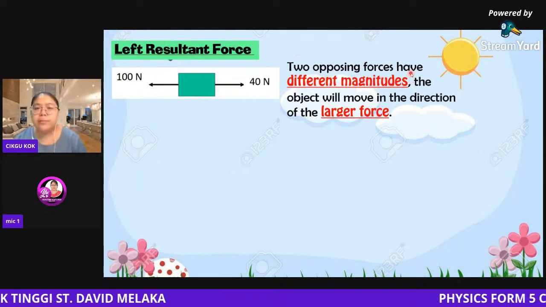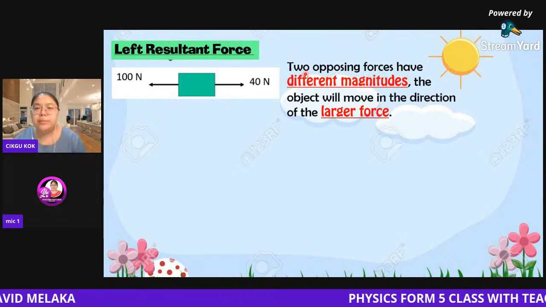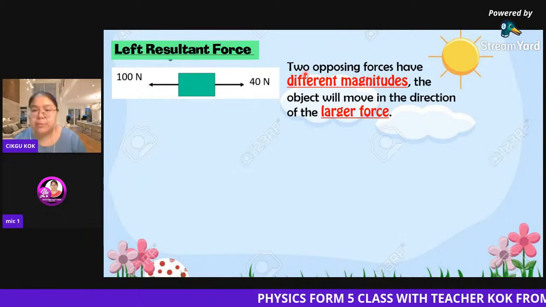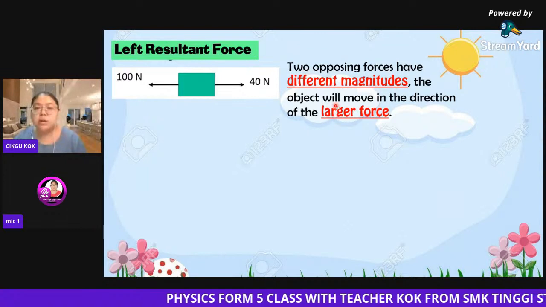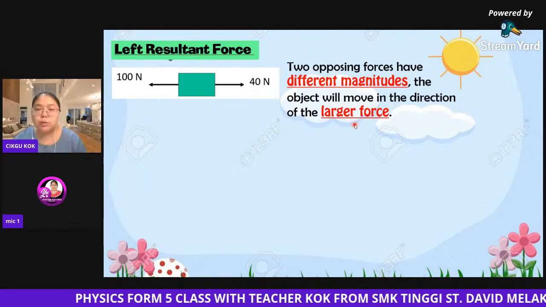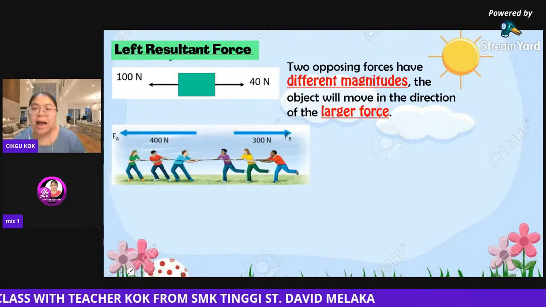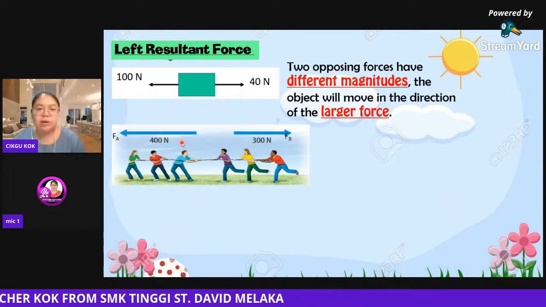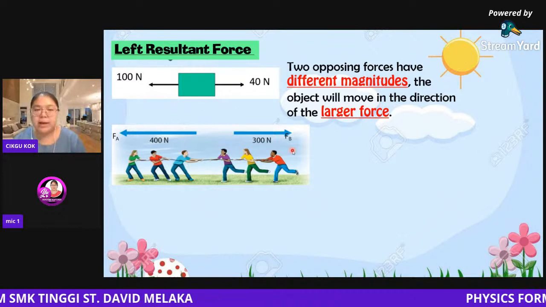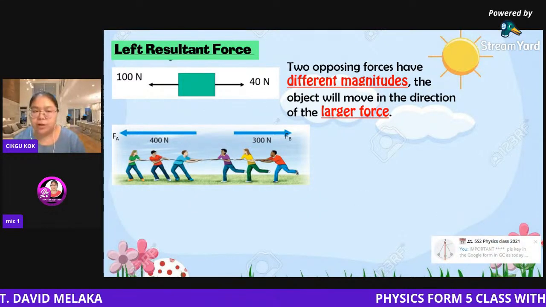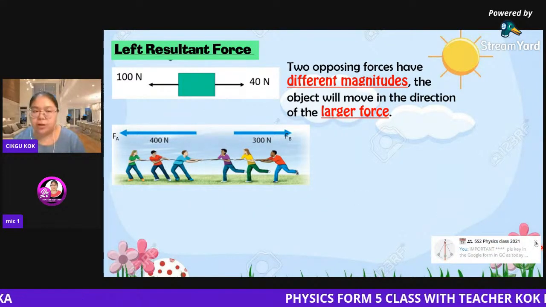From here we have two forces with different magnitude. Just now it was the same magnitude, now it's different magnitude. So where will the object move? It must go in the direction of the larger force. Just like this diagram again: 400 Newton applied to the left, another side is 300 Newton. So that means finally they will go to the left-hand side.